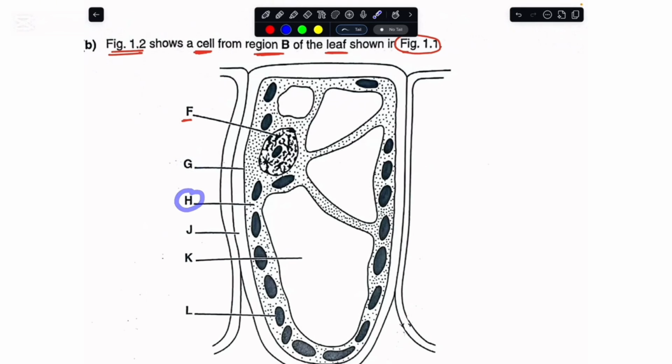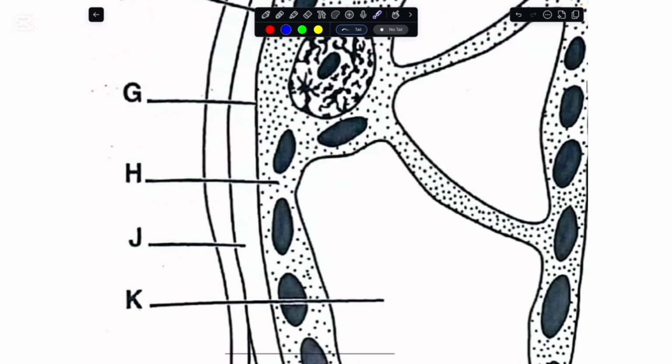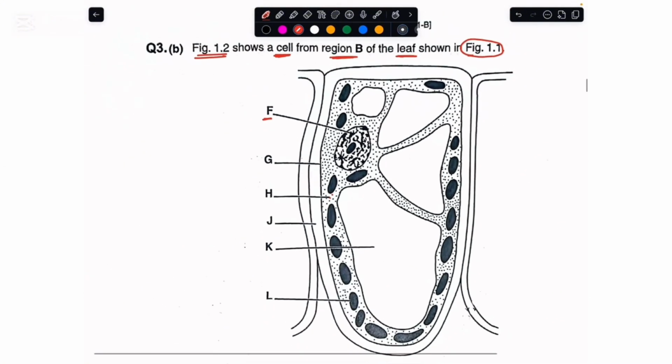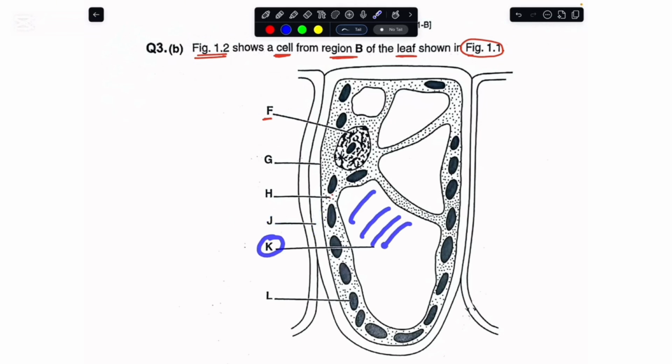The H that we have got, if you just clearly look, is going to be a kind of dot here. So these are the ribosomes with us. If I further proceed to this J part that is here, this is a cell wall. And if I talk about the K, this is the large vacuole of this plant cell. And L, the letter which they have given us, is indicating the chloroplast.